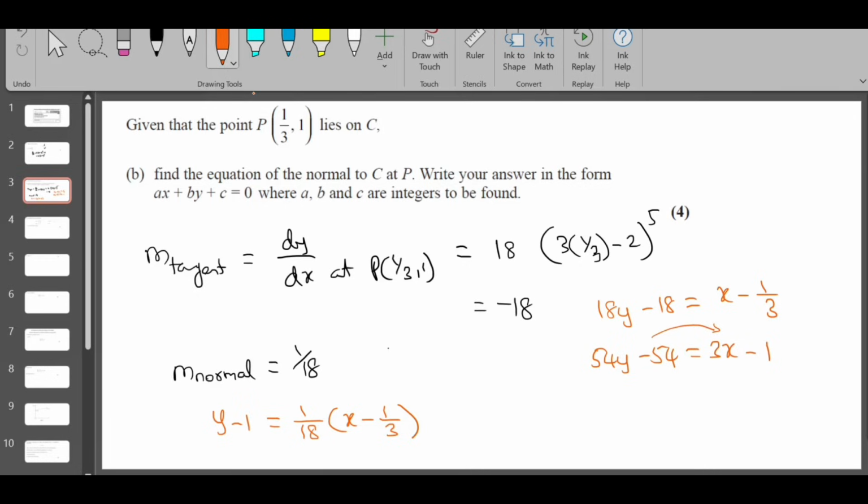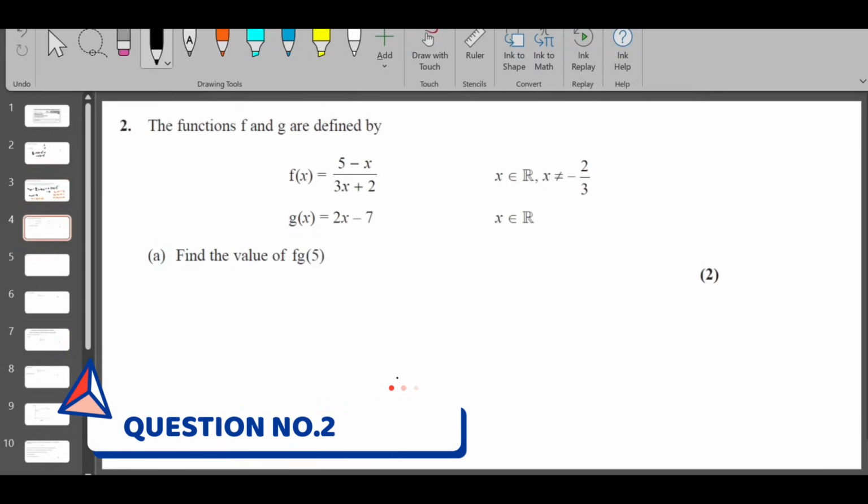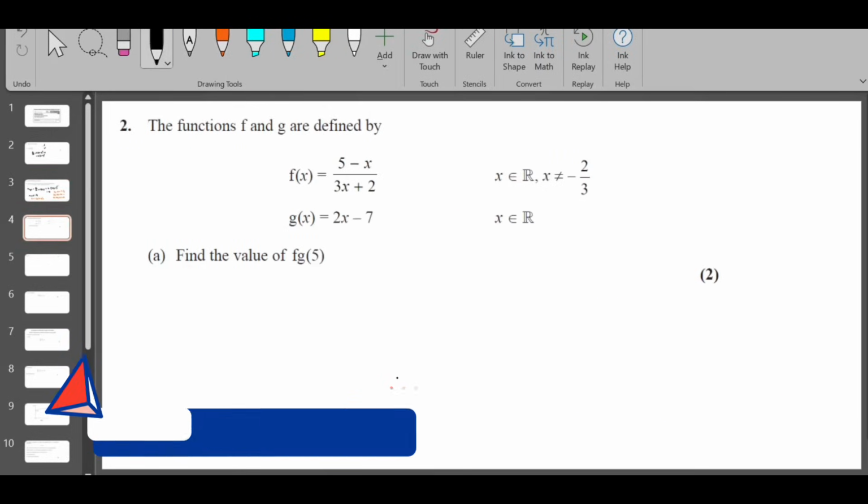Move everything this side. You'll get 3x minus 54y, minus 1 plus 54 is plus 53, is 0. You can move these terms here and write it as minus 3x plus 54y minus 53 is equal to 0. That's also correct. But I want to keep the x as positive. That's why I moved these terms to the right side. That's all. Let's look at question number 2, part A.